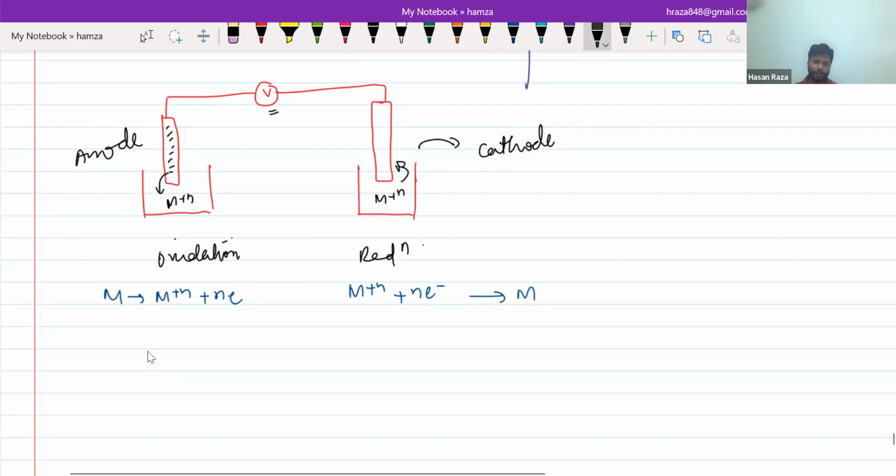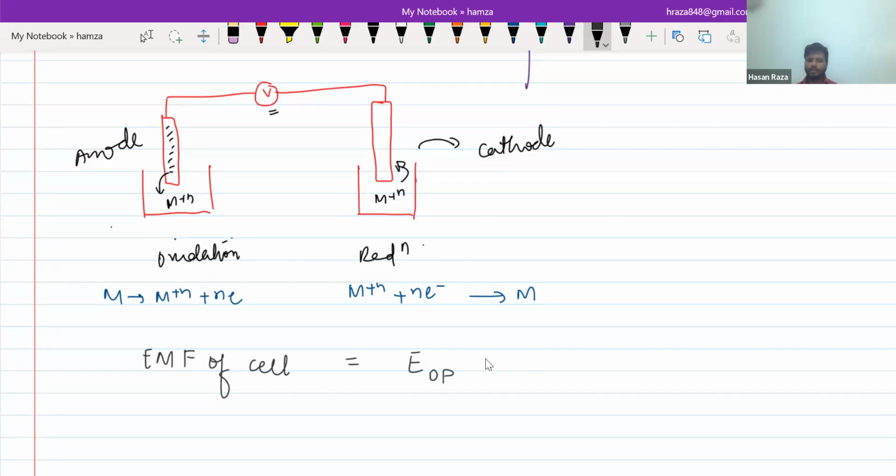Now the most important thing is that we are going to derive a formula for the EMF of the cell. The EMF of the cell is equal to the oxidation potential here plus the reduction potential there, the addition of both. This is for the anode, because oxidation takes place at the anode, and this is the cathode, because reduction takes place at the cathode.